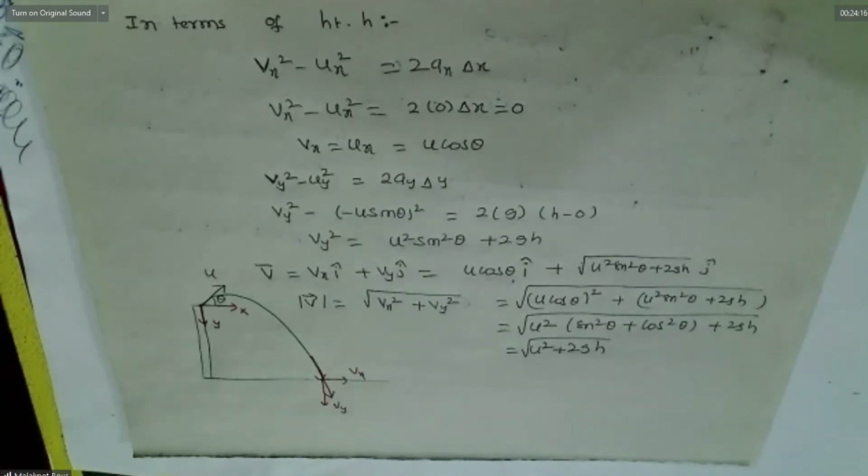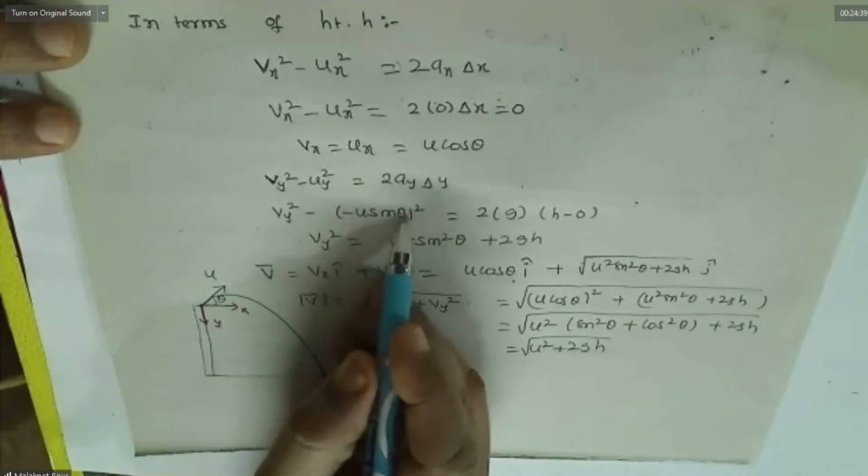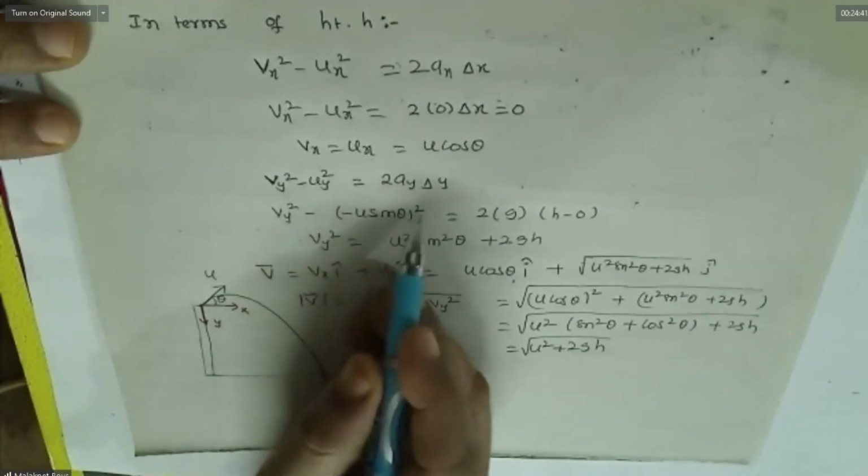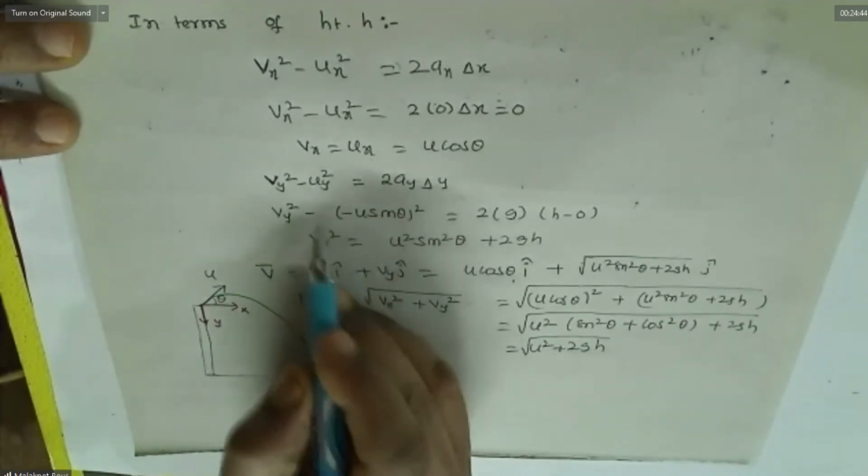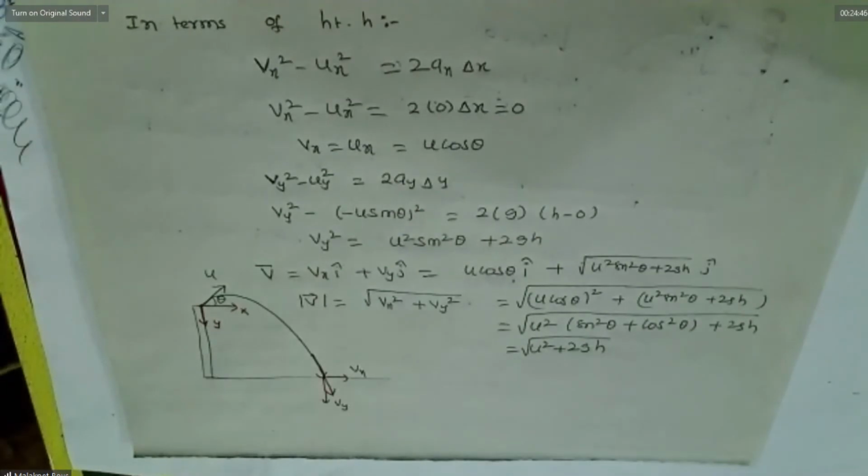Sir, Vy square is equal to u... 2gh. We will get the value of Vy square as 2gh minus u square sin square theta. No sir, it's minus of minus u sin theta, whole square. This is positive, no? Minus whole square is how much? Positive. This goes over here. Correct or no?